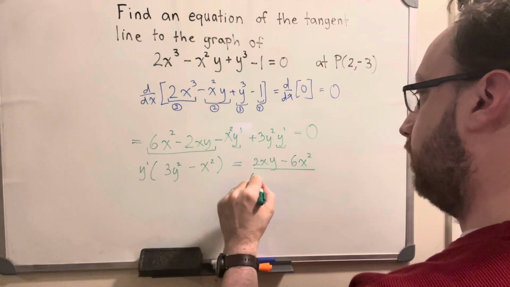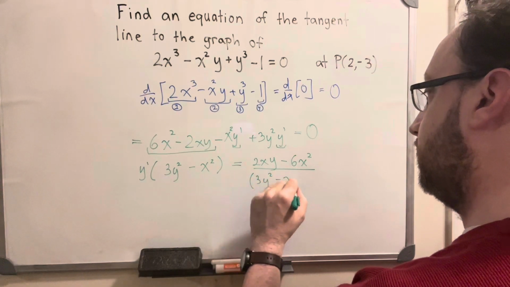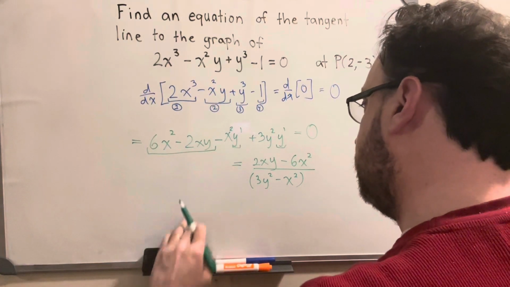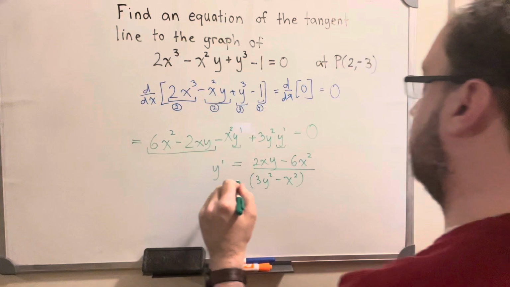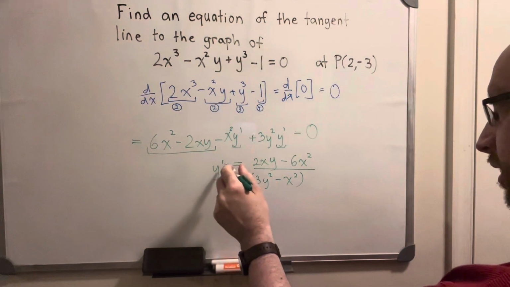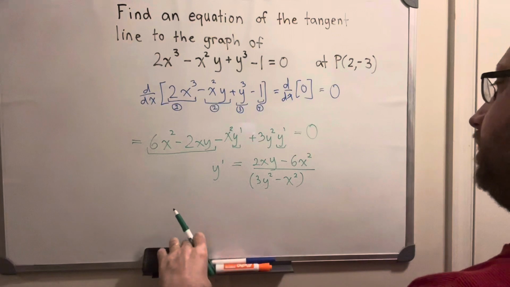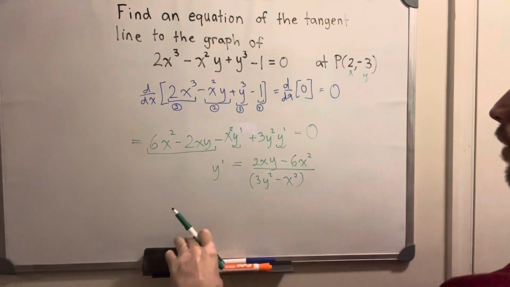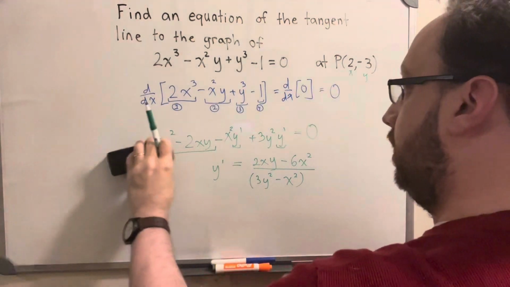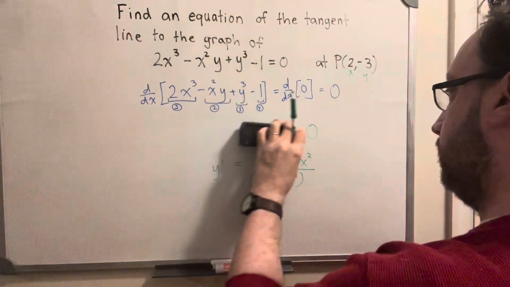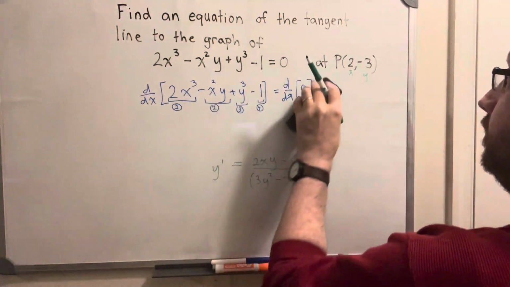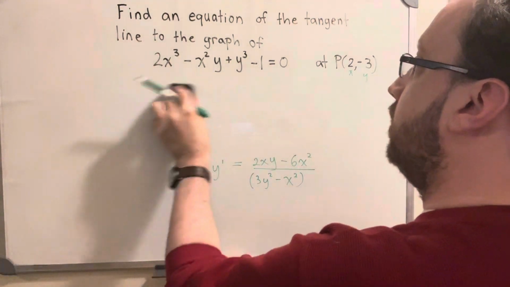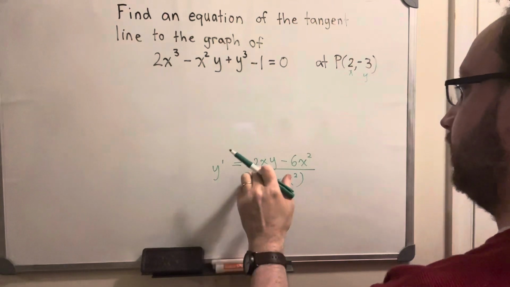3y squared minus x squared is what we divide by, and that gives us y prime. And this would be the slope. This is perfect because we have an x and a y at one point. We want to know the slope at that point so that we can figure out an equation of the tangent line at that point. So let's plug in 2, minus 3 into this function.